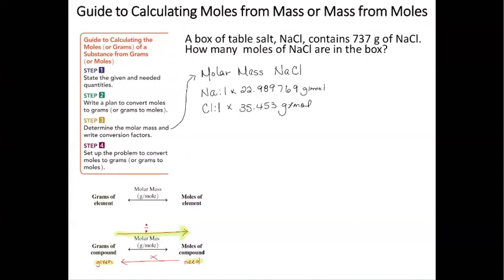So when we add those two values, the molar mass (22.989769 plus 35.453) is 58.442769 grams per mole.